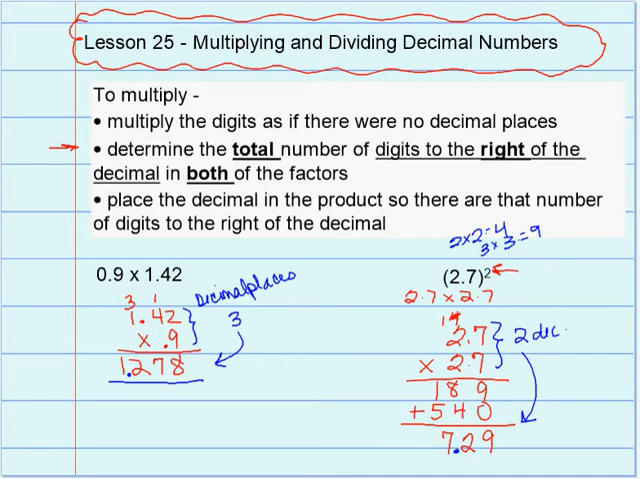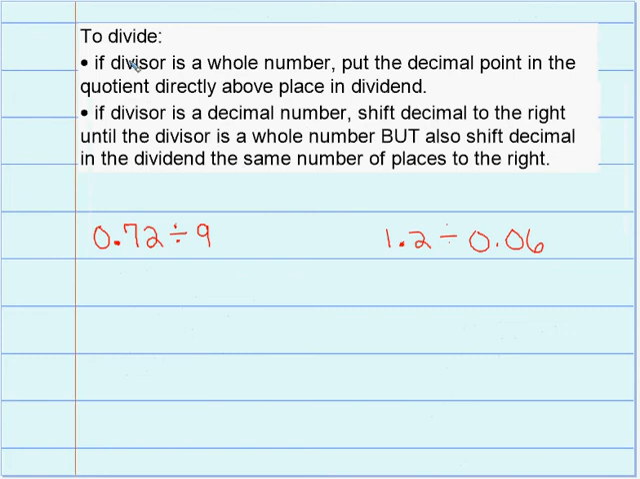To divide, if the divisor is a whole number, you put the decimal point in the quotient directly above the place in the dividend. But if the divisor is a decimal number, you shift the decimal to the right until the divisor is a whole number, but you also shift the decimal in the dividend the same number of places to the right.